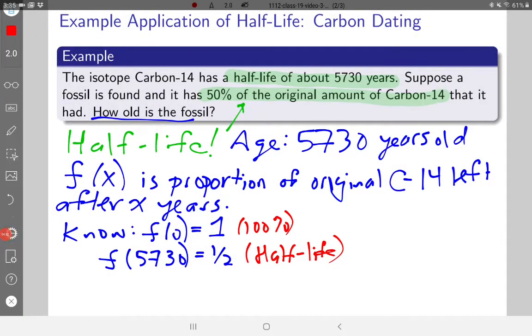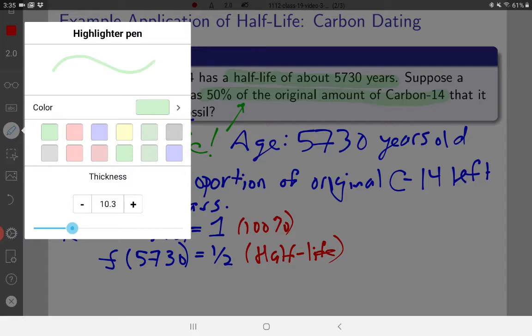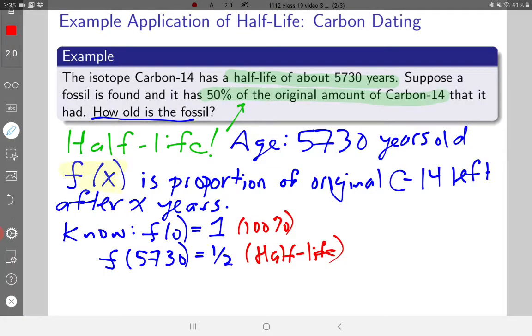So I'm going to set up a function f of x that describes this scenario, and I'm going to say f of x is a function whose output is the proportion of the original amount of carbon-14 that remains after x years have passed. So in other words, what we're given is that at time 0, after 0 years have passed, all of the original carbon-14 is remaining, all 100% of it. So I'm going to call the output 1 because I'm talking about this as a proportion. It's 100% of the original. And we also know that the half-life means that after 5,730 years, half of that amount is remaining. That's exactly what half-life means.